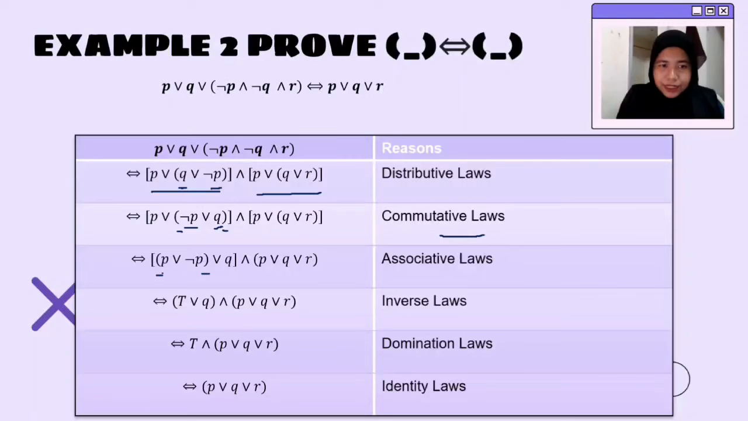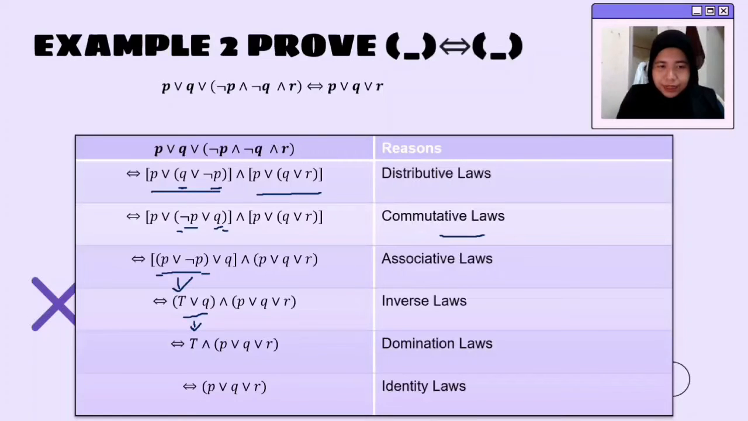From this one, as we can see here, P or not P, we will be getting T here. So that will mean we use inverse laws. And then if we see here again, T or Q, that means we can use domination laws, and we will be left with T.